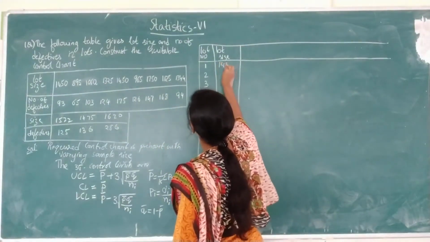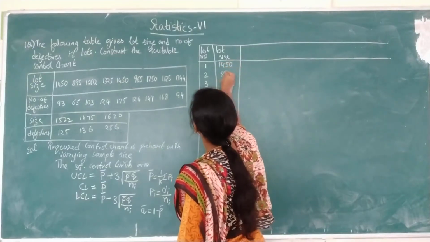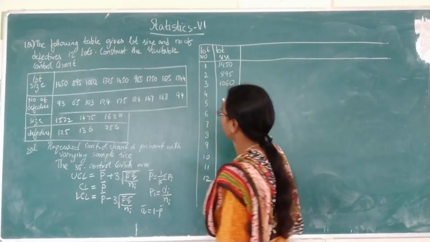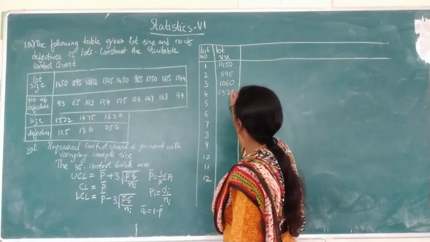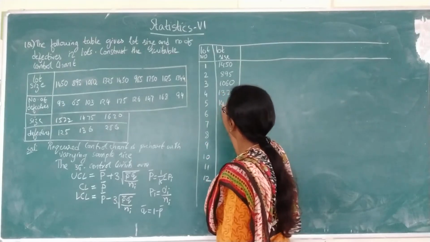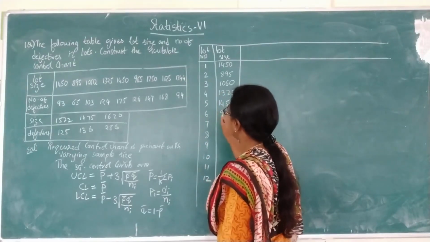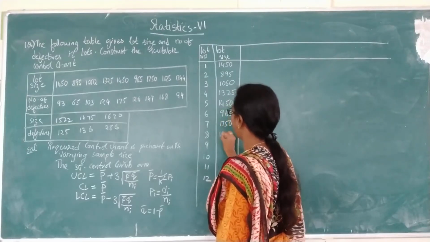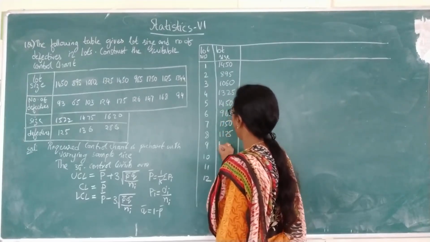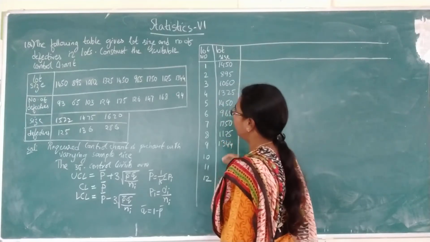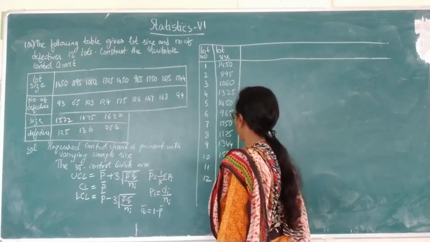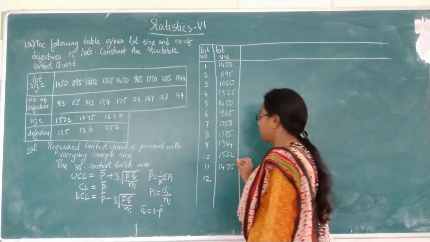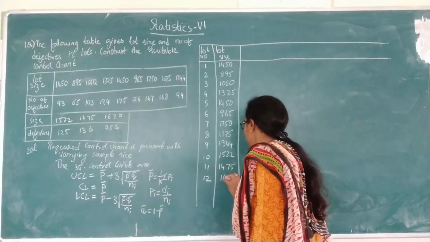First one is 1450, next 895, next 1060, 1325, 1450, 965, 1750, 1125, 1344, next is 1522, 1475, and the last one is 1620.